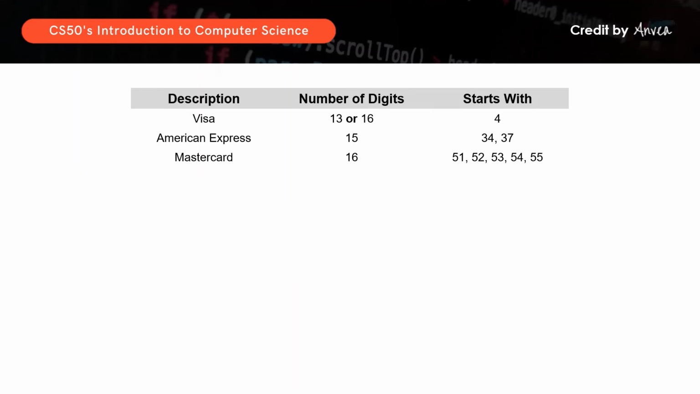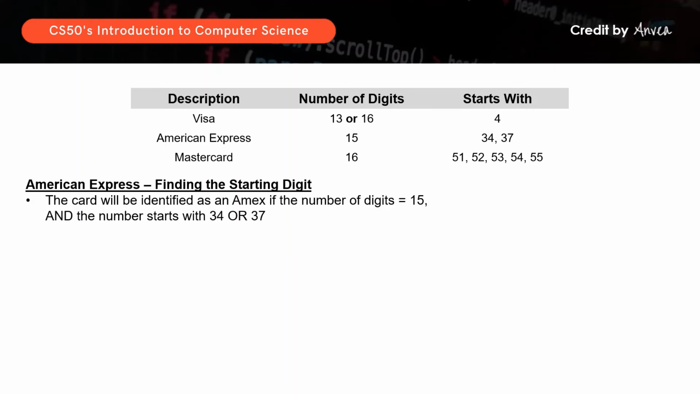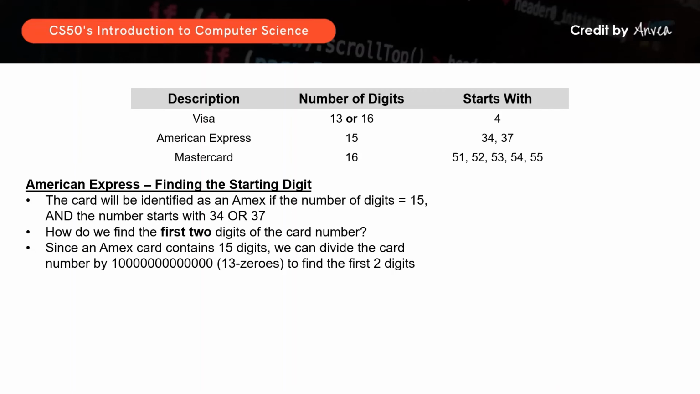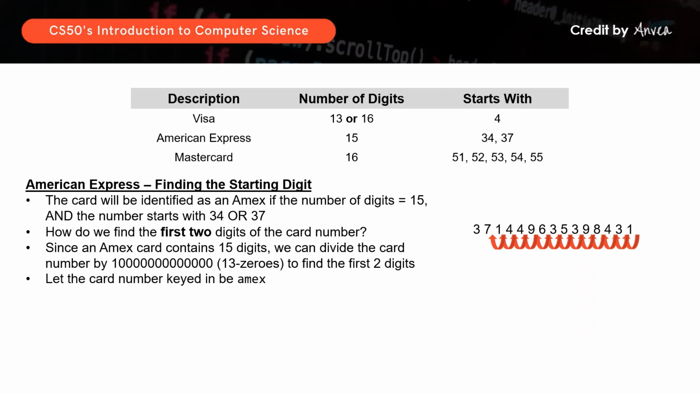Next, for American Express, we know that the number of digits is 15, and it starts with 34 or 37. So how do we find the first two digits of the card number? Since we know that it's a 15-digit number, we can actually divide the card number by 10 to the power of 13, which will be 13 zeros, and that will give you the first two digits. So we'll let the card number keyed in equal Amex now, and divide this by 10 to the power of 13. Okay, so that will throw out the first two digits of the card number, which we are trying to find out to determine if it's an American Express card.